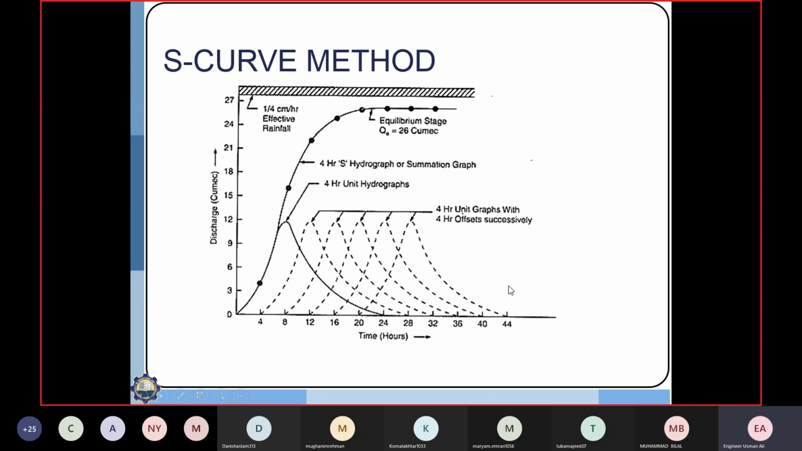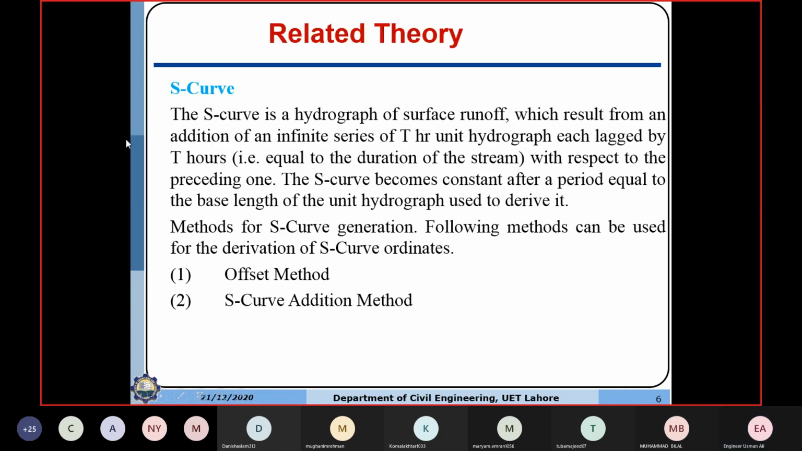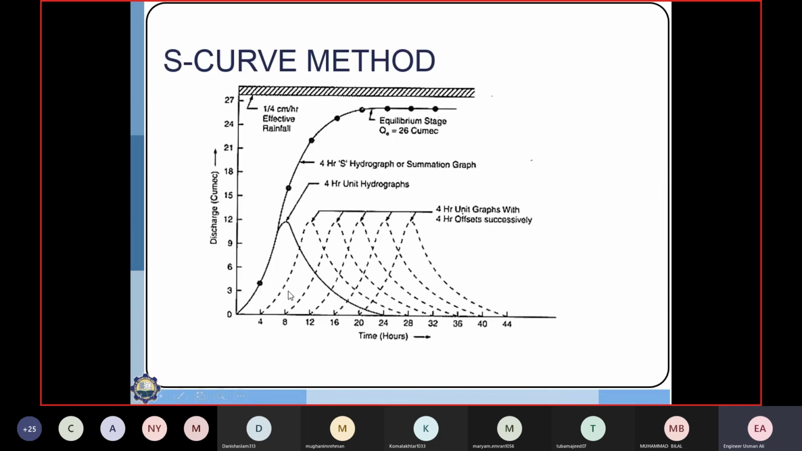If you add the ordinates of all these 4-hour unit hydrographs, you will end up with this S curve, the S letter shape. That is called the S curve technique. Now, after the time base of the unit hydrograph, that is 24 hours over here, this S curve becomes constant. The S curve can be derived by the following methods: the offset method and the S curve addition method, which we will discuss now.